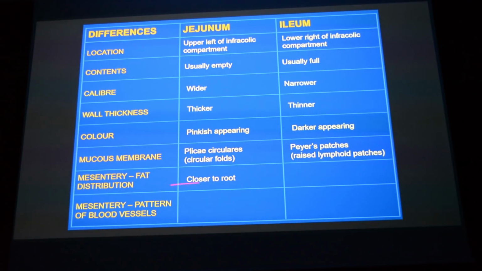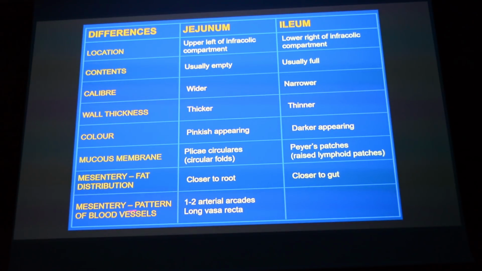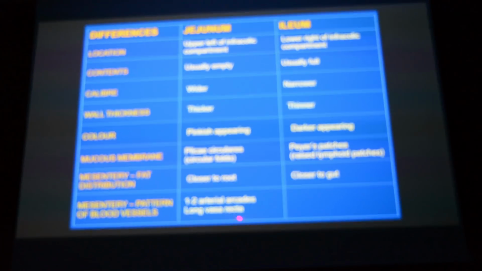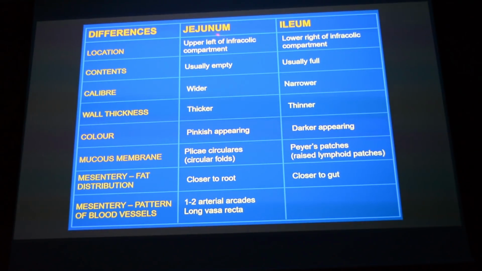Now, closer to the root, the mesentery fat distribution. We have not seen it yet, but we have seen the mesentery pattern: 1 to 2 arterial arcades and long vasa recta are characteristic of the jejunum. And 3 to 4 arterial arcades and short vasa recta are the characteristics of the ileum.